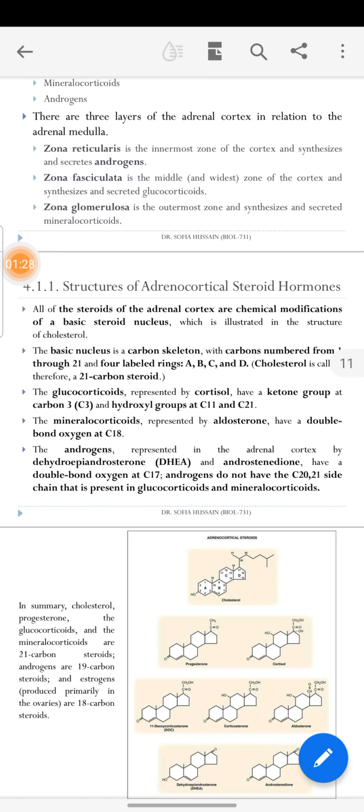The rings are 4 in number, A, B, C and D, and the rings have an 18th carbon oxygen-linked chain. The androgens in the adrenal cortex are represented by dehydroepiandrosterone and androstenedione, which have a double bond oxygen at C17 and do not have the C20 and C21 chain.